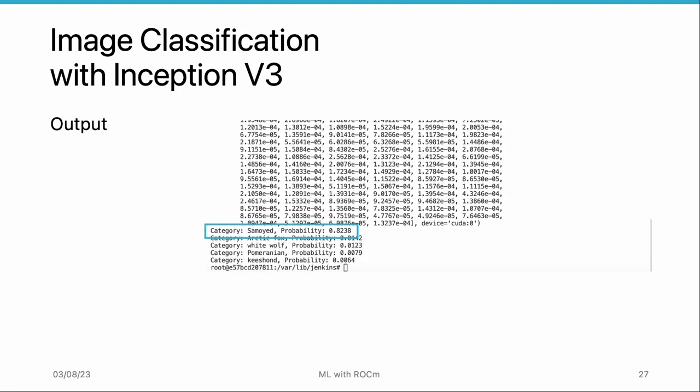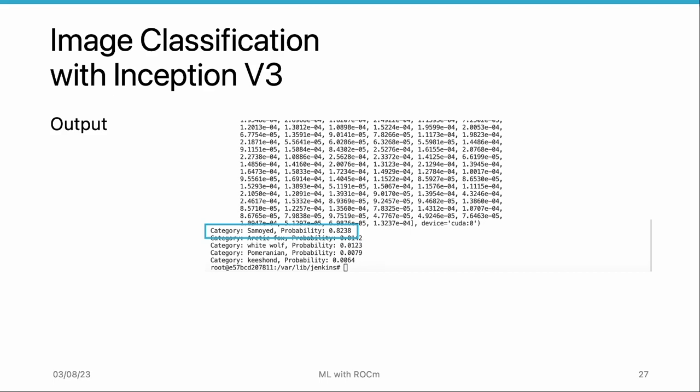The output also provides the top 5 predicted categories for the input image, along with their corresponding probabilities. This information offers valuable insights into the model's predictions for the given image. Each category is printed alongside its probability, allowing us to understand the model's confidence levels and the likelihood of each predicted category. According to the model, the input image contains a Samoyed dog with a probability of 0.8238, which is the highest probability.